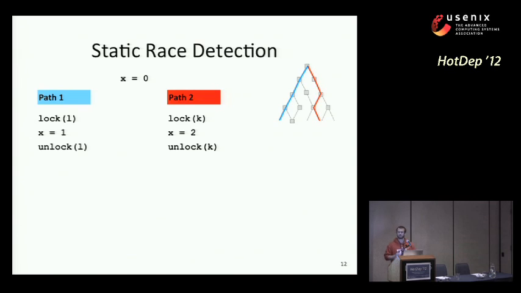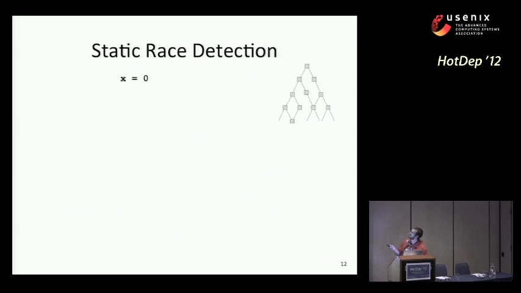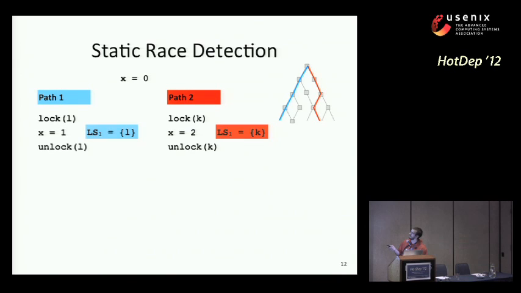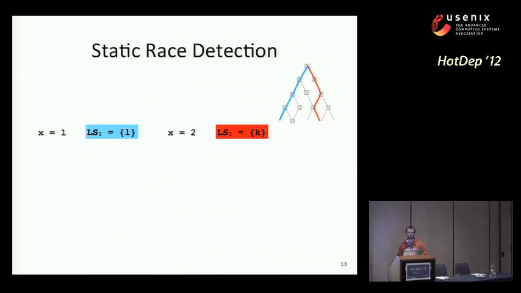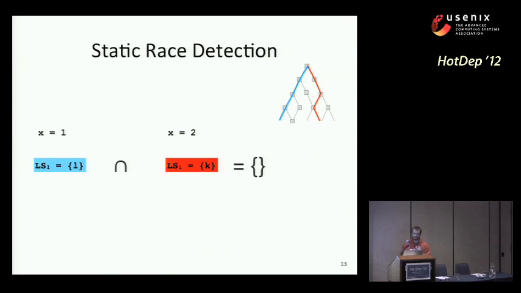Cord's static race detector keeps track of these accesses along with the lock sets at the moment these accesses occur. So the lock set in path 1, while x equals 1 executes, has the lock L, whereas the lock set in path 2, when the statement x equals 2 executes, has the lock K. So then Cord's static race detector checks to see if any two accesses to the same variable might have occurred while not holding a common lock. For this, the detector computes the intersection of lock sets for any two accesses. And if the intersection is empty, such as in this case, it flags a race.